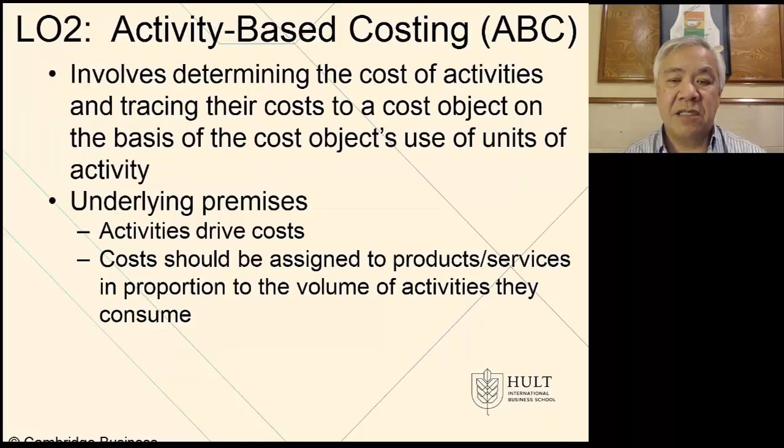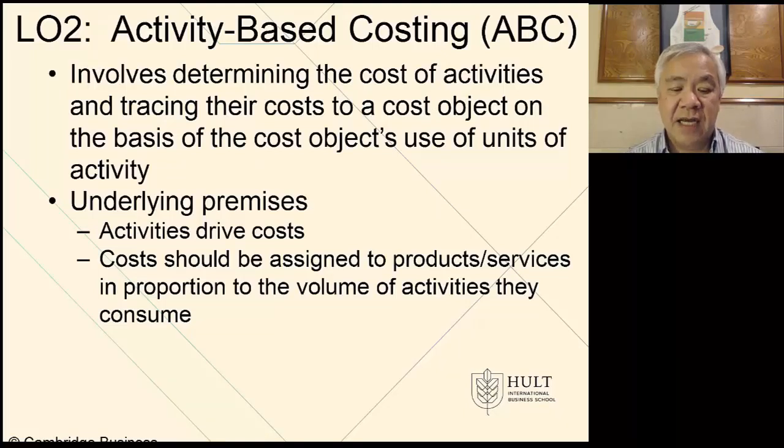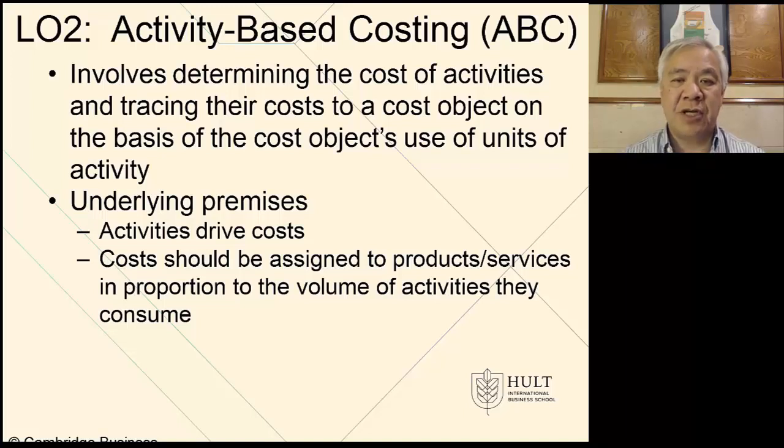All right, ABC involves determining the cost of activities and then tracing those costs to a cost object, which is an objective way to allocate costs. And then we use that to allocate on the basis of the units produced or some other activity. The underlying assumptions are that activities drive costs and that costs should be assigned to products and services in proportion to the amount of the driver that they consume.